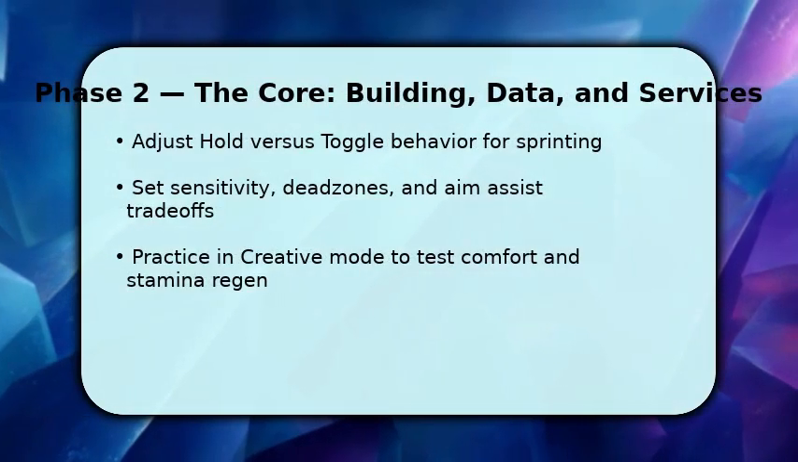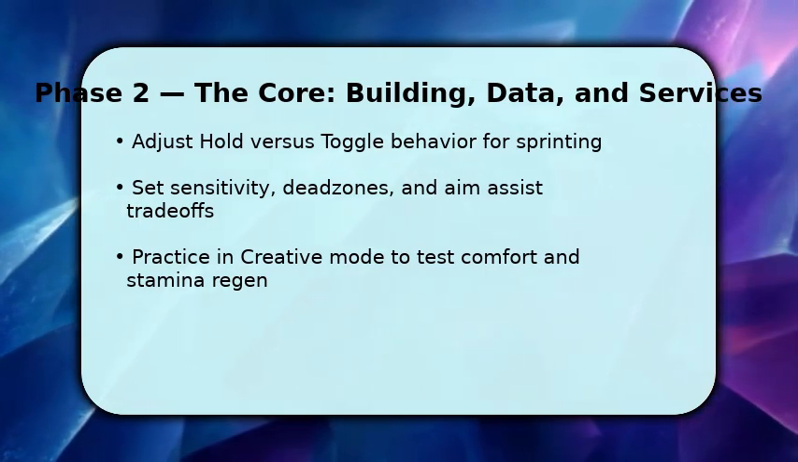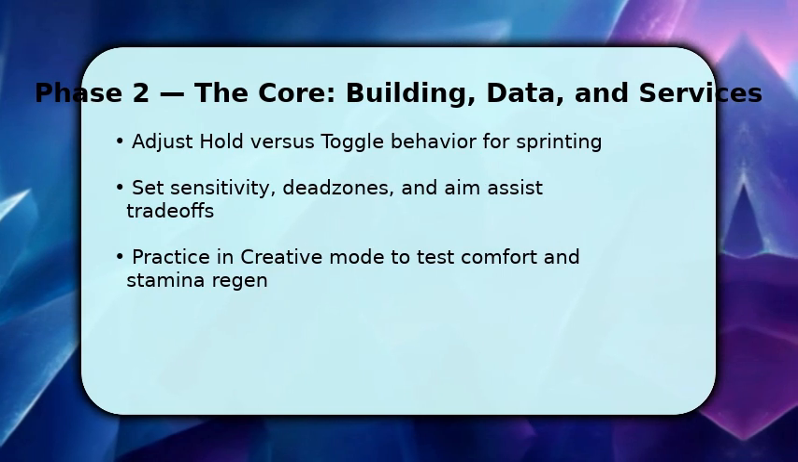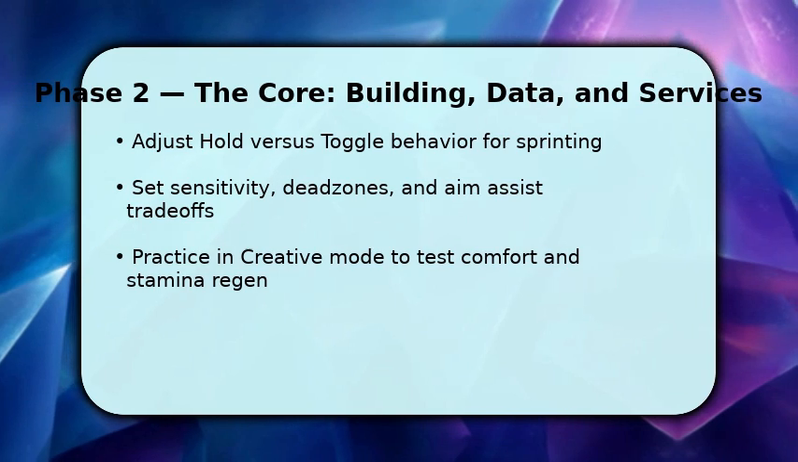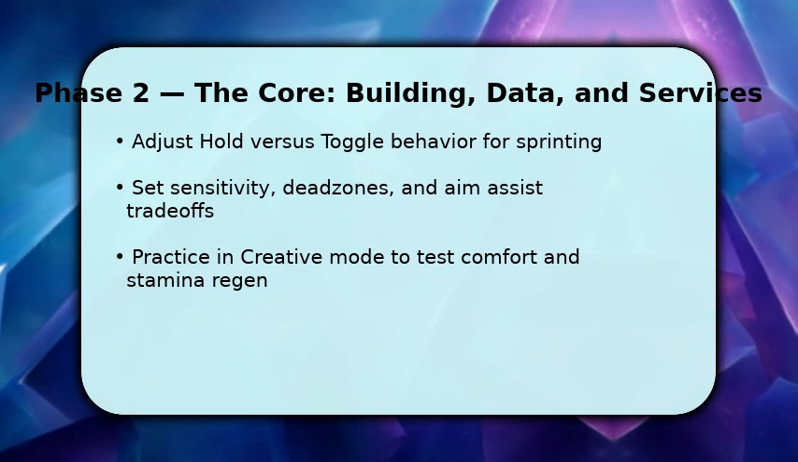Next, refine how sprint behaves. Decide hold versus toggle so you control energy and movement precisely. Change sensitivity and dead zones to avoid accidental sprints during build fights, and understand how aim assist or ADS affects your speed. ADS usually reduces sprint capability.